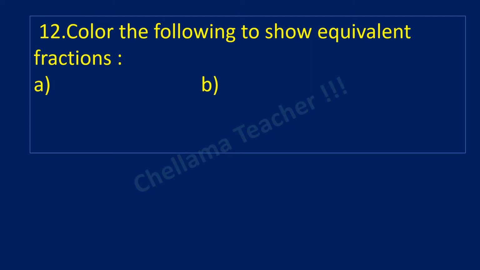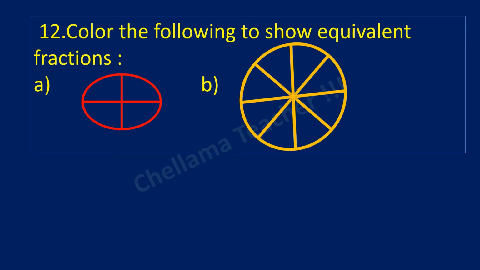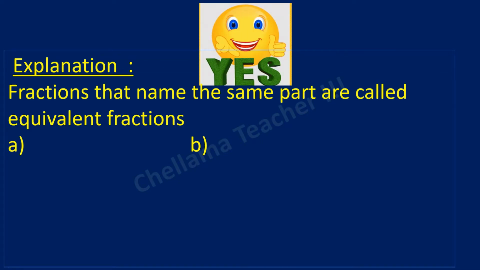Question 12. Color the following to show equivalent fractions. Part A. A small circle with 4 parts. Part B. A big circle with 8 parts. Let's see how to solve this problem. Fractions that name the same part are called equivalent fractions. In the small circle, let's color 2 parts out of equal 4 parts.